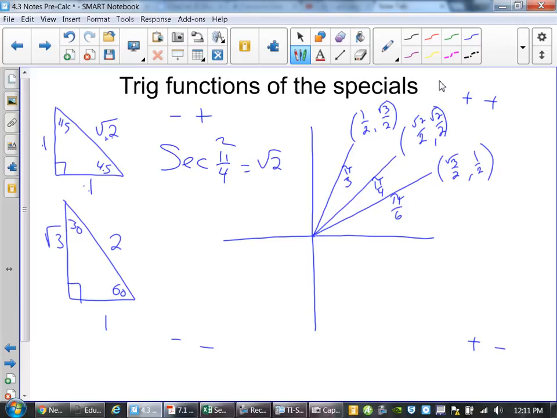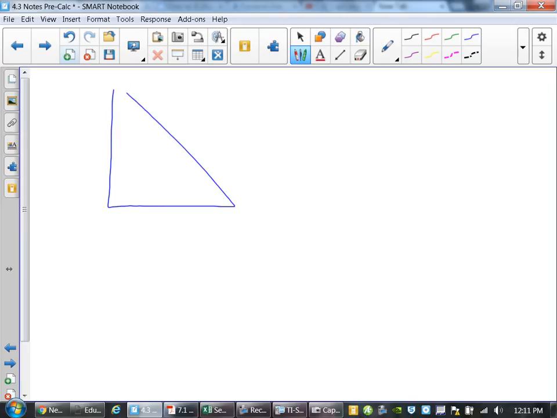Going along with the special right triangles, do you guys remember how to solve for a missing side length with the special right triangle? All right, let's look at one. Let's say we have a 60 degree angle and I'm trying to find the opposite to 60 if I know the hypotenuse. Now, what were the ratios of the sides for that? Correct. Root 3, 1, and 2.